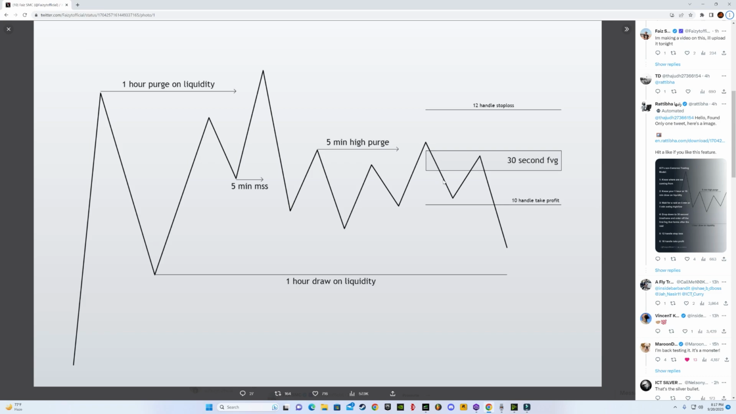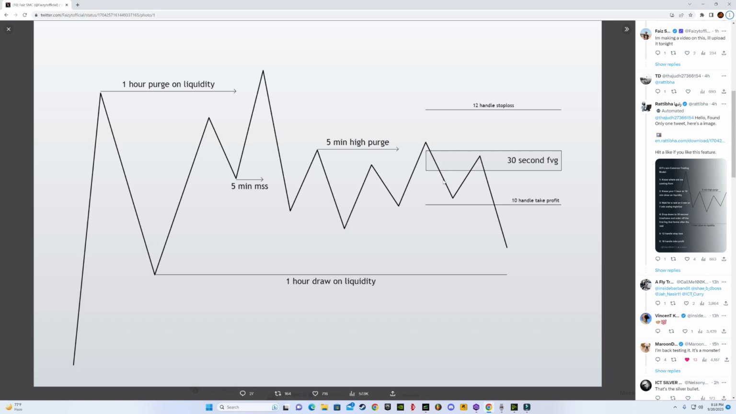You don't have to look for market structure shift. You only have to look for a fair value gap that forms on the 30-second time frame. This is as easy as it can get. I am giving you a full rule-based strategy.